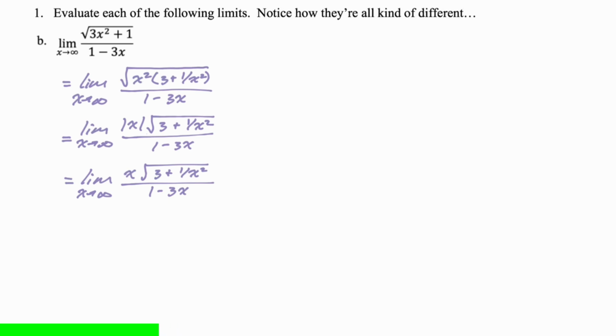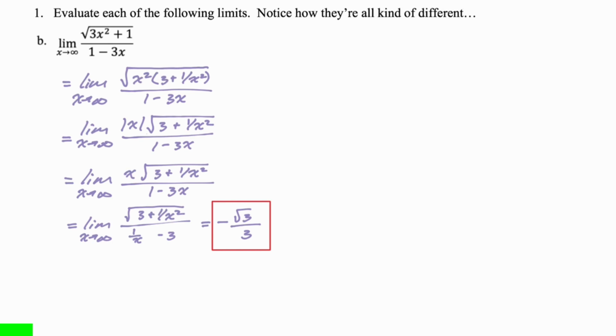So when I divide the numerator by x to the first, the x's just cancel. And then our denominator is a little more interesting. You have 1 divided by x, and then minus 3x over x is just minus 3. Now, if you go to infinity, the 1 over x squared and the 1 over x go to 0. So we're just left with radical 3 in the numerator, negative 3 in the denominator. Our final answer is negative root 3 over 3.